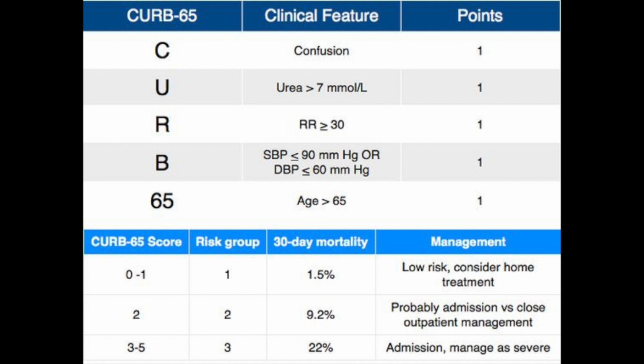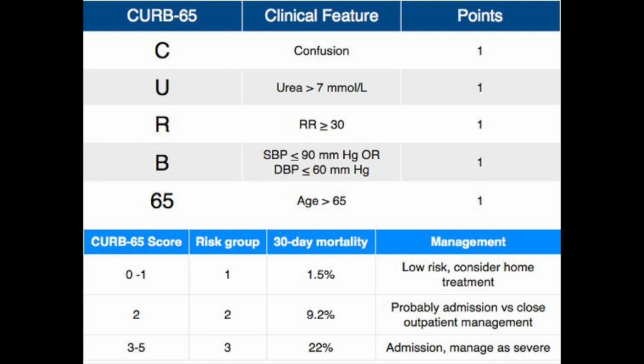So, delving in a little bit further about CURB-65, it's used to calculate the location of appropriate treatment for a person with community-acquired pneumonia. Each item carries a weight of 1 point, and the higher the score, the greater the risk of community-acquired pneumonia associated mortality. Now, going through the CURB-65.